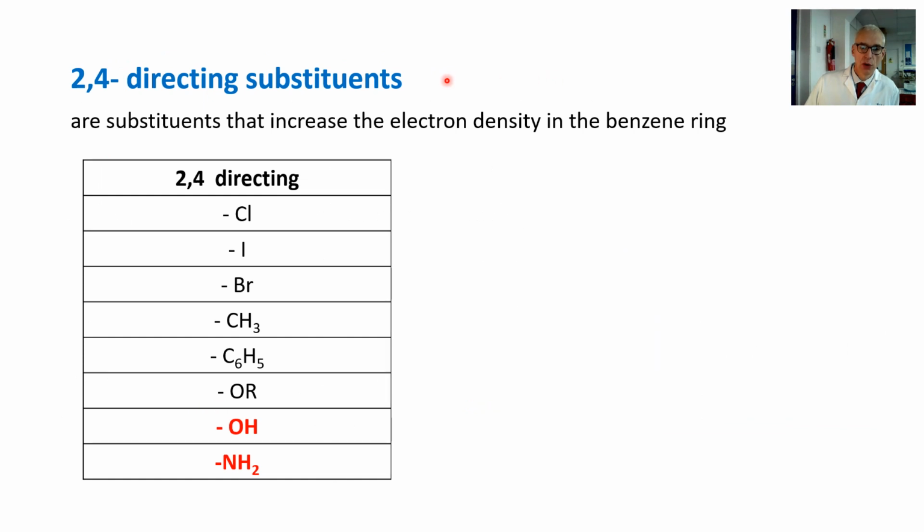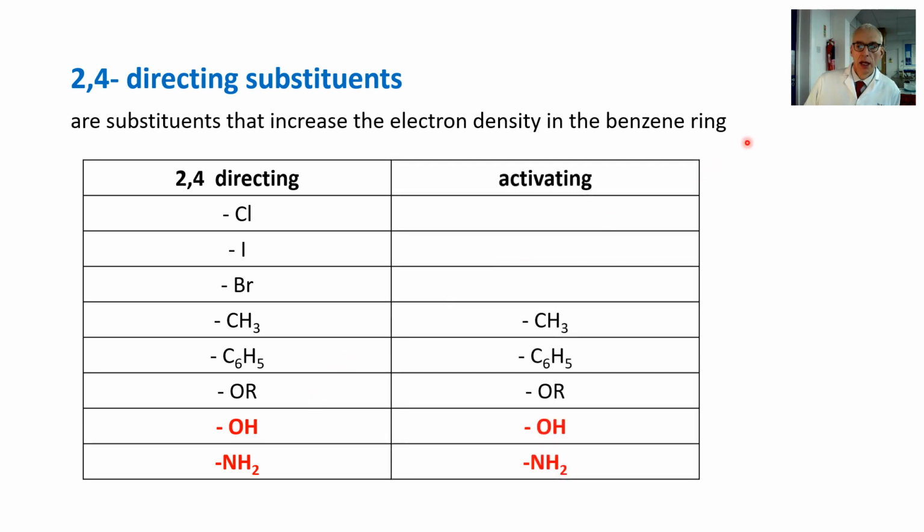So a quick review of other 2,4 directing substituents. You are expected to know about the hydroxyl group in phenols and the amine group in phenylamines, but there's other 2,4 directing groups which you may be given information about in exam papers. These 2,4 directing groups in general increase the electron density in a benzene ring. However, that is not true for the halogens.